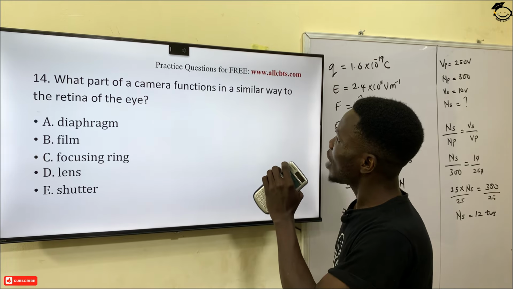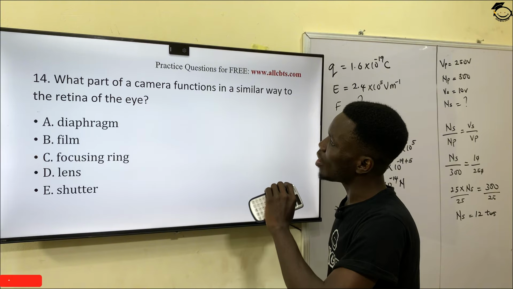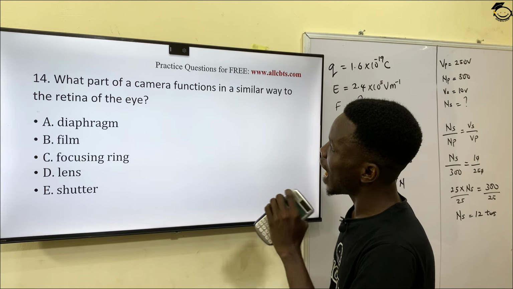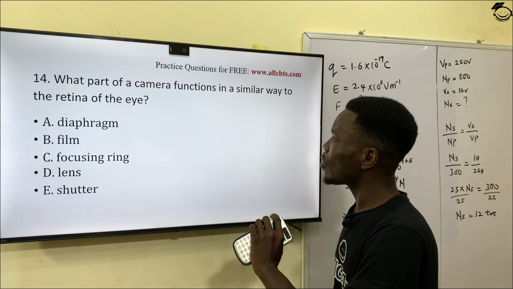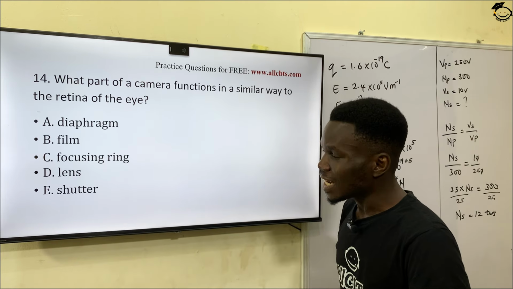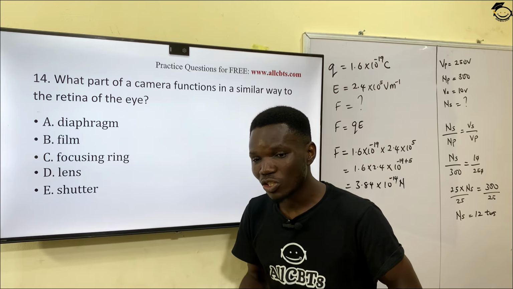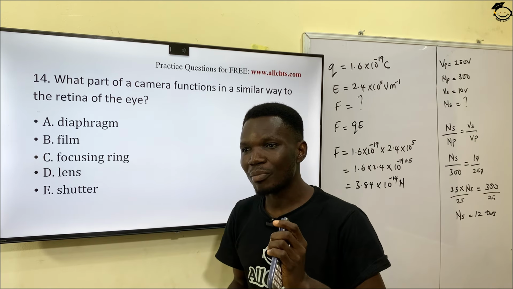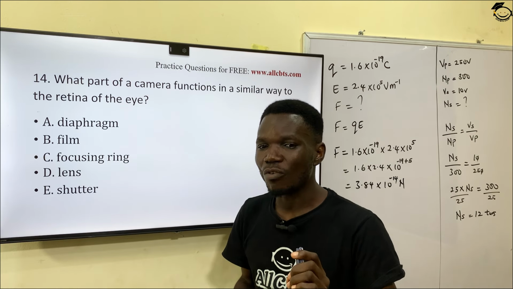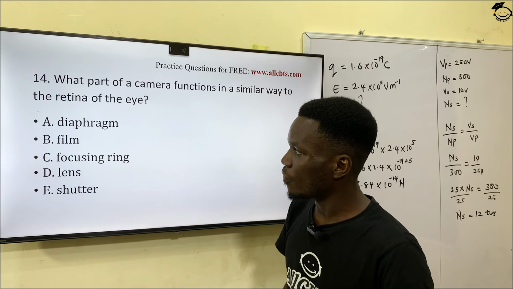So that takes us to question number 14. What part of a camera functions in a similar way to the retina of the eye? Now, the part of your camera that does the same function as the retina of the eye is the film. The film of your camera does the same function as the retina of the eye.